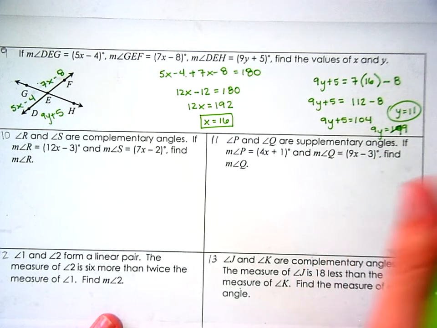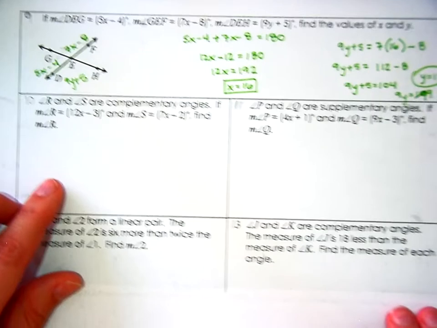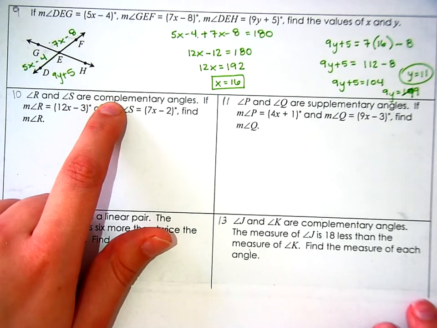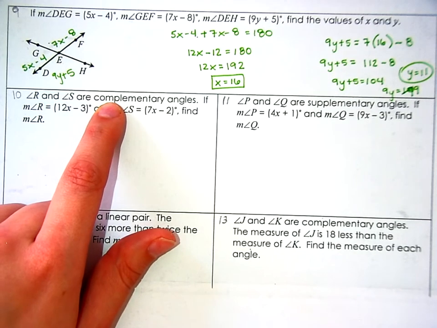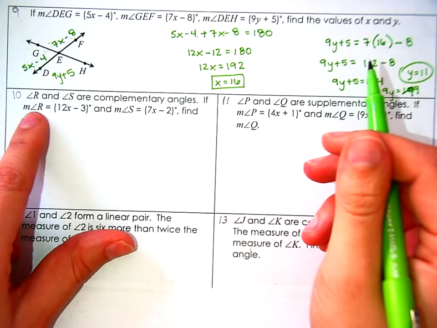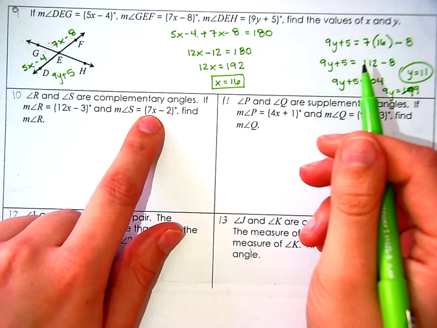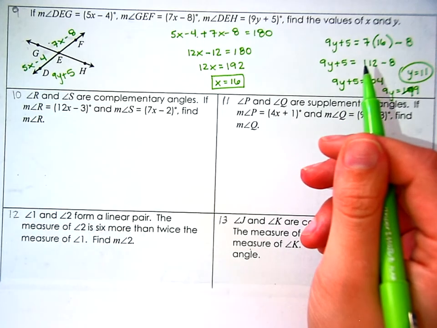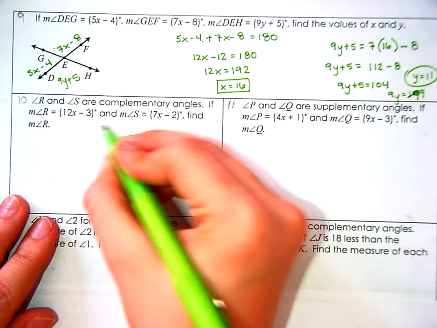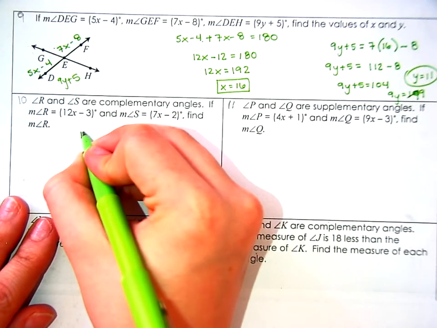Okay. Moving on to number 10. We have complementary angles. That makes my brain say 90 degrees right away. So I know something's going to add up to 90. So r is this expression, s is this one, and I want to find what r is. So I'm going to set these, or add them up to equal 90 degrees.